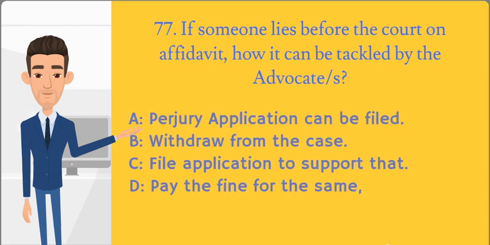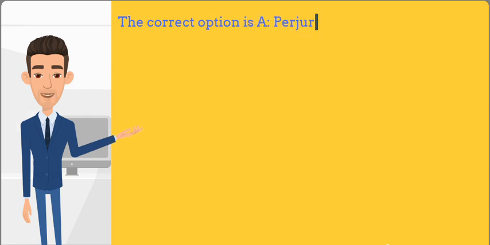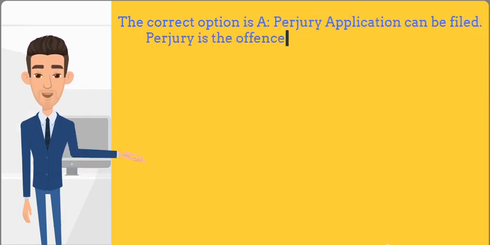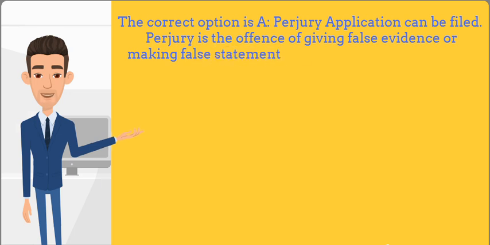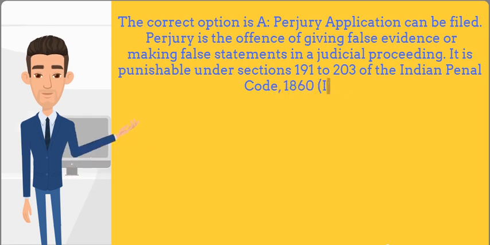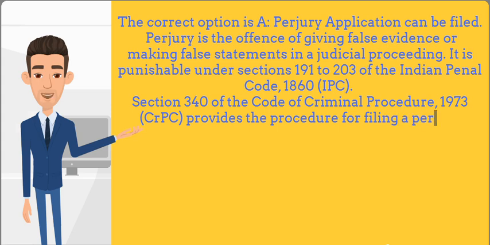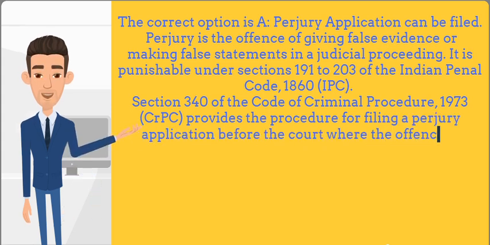77th question is: if someone lies before the court on affidavit, how can it be tackled by the advocates? The correct option is A. Perjury application can be filed. Perjury is the offense of giving false evidence or making false statements in a judicial proceeding. It is punishable under sections 191 to 203 of the Indian Penal Code, 1860.